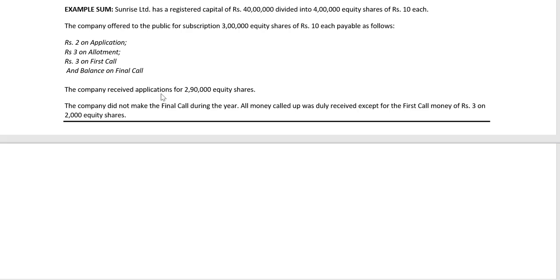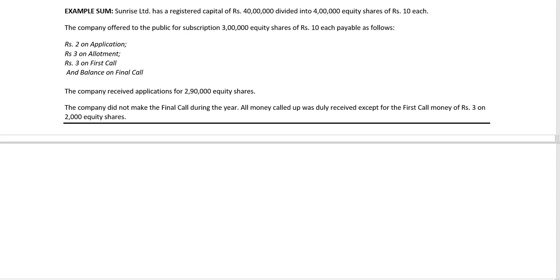The company received applications for 2,90,000 equity shares. The company did not make the final call during the year. All money called up was duly received except for the first call money of rupees 3 on 2,000 equity shares.